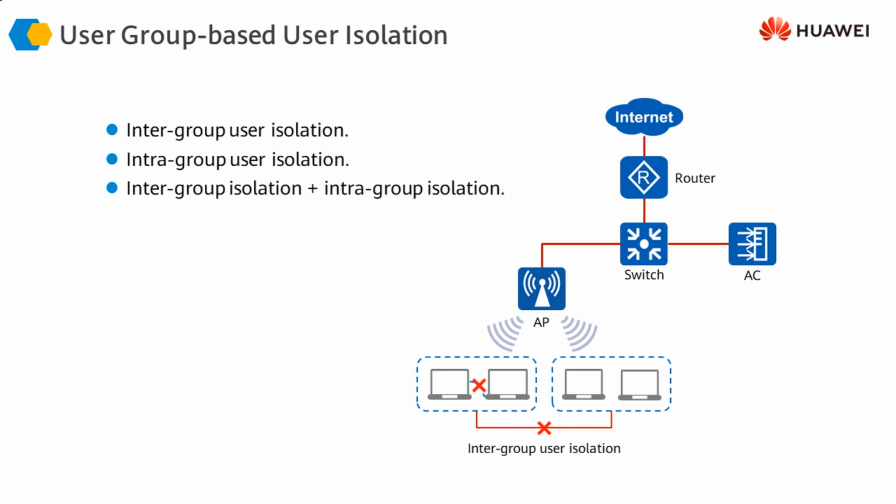So we can either have users in the same group that cannot communicate with each other or can communicate with each other. Users between different groups cannot communicate with each other. So we could have inter-group user isolation, intra-group user isolation, or a combination of inter-group and intra-group user isolation. All these possibilities are there: we can either have virtual access point based isolation, or group based user isolation.